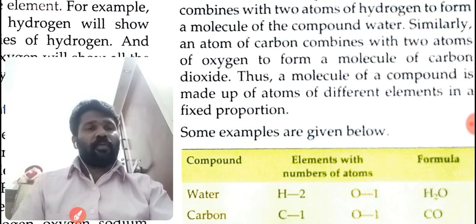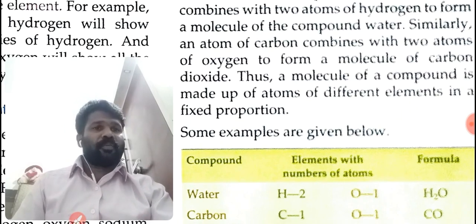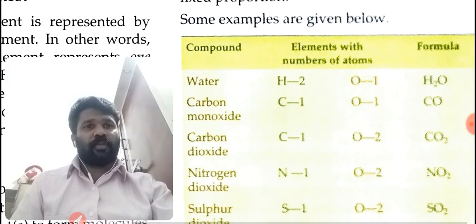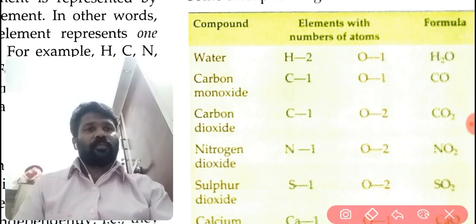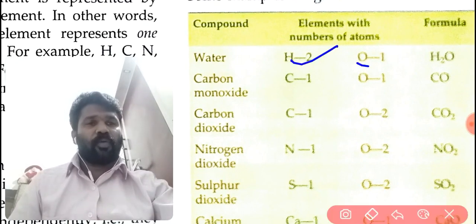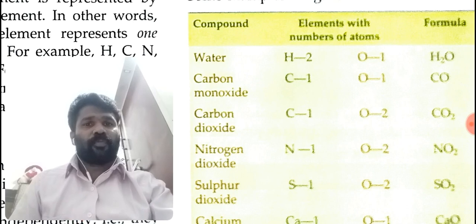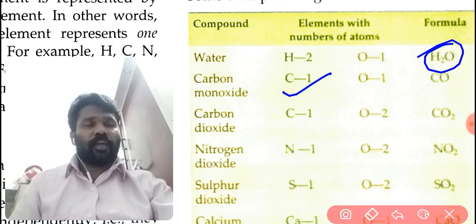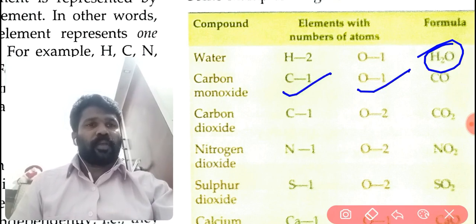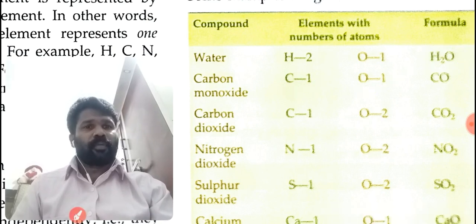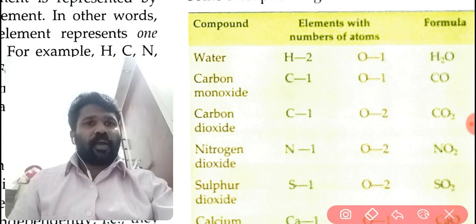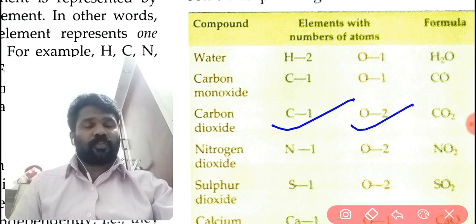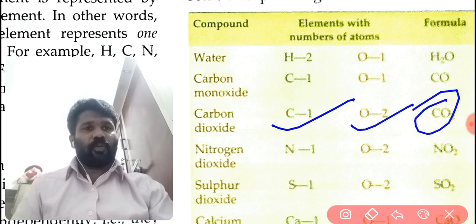Thus, a molecule of a compound is made up of atoms of different elements in a fixed proportion. Some examples are given here in the table. Water: 2 hydrogen atoms and 1 oxygen atom, chemical formula H2O. Carbon monoxide: 1 carbon atom, 1 oxygen atom, chemical formula CO. Carbon dioxide: 1 carbon atom, 2 oxygen atoms, formula CO2.